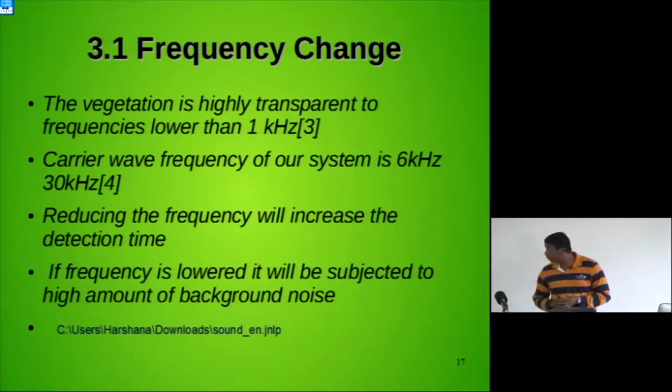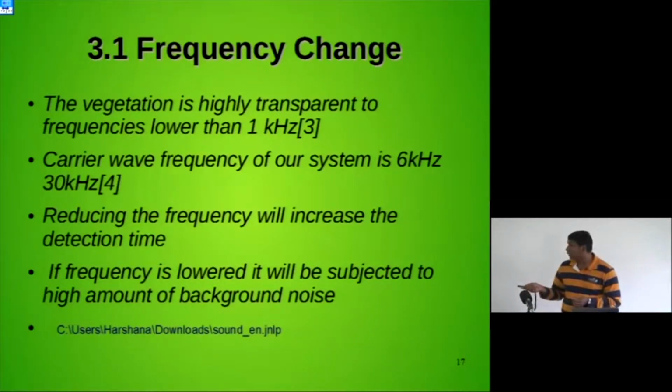And the frequency change is the most desirable candidate, but there's a problem with the frequency. It will increase the detection time, and if the frequency is lowered, it will be subjected to a high amount of background noise. I'll show you.